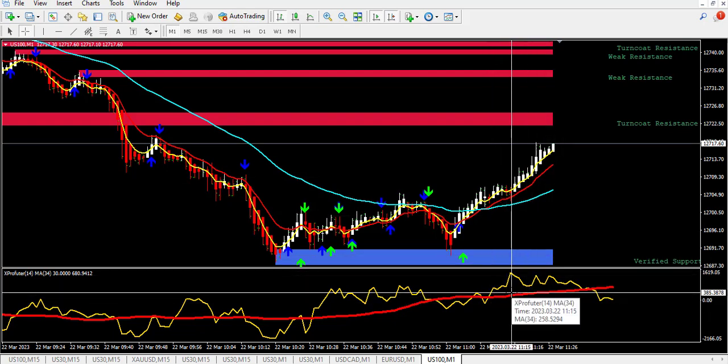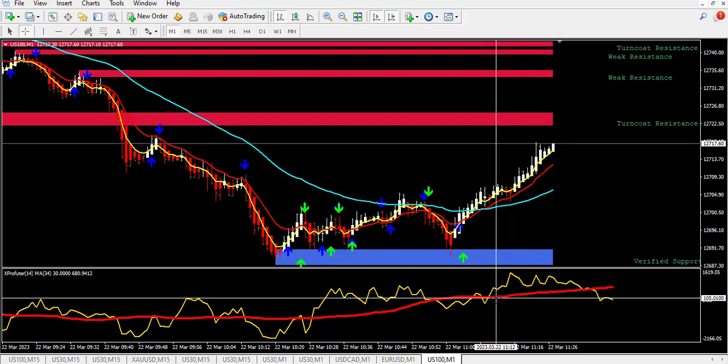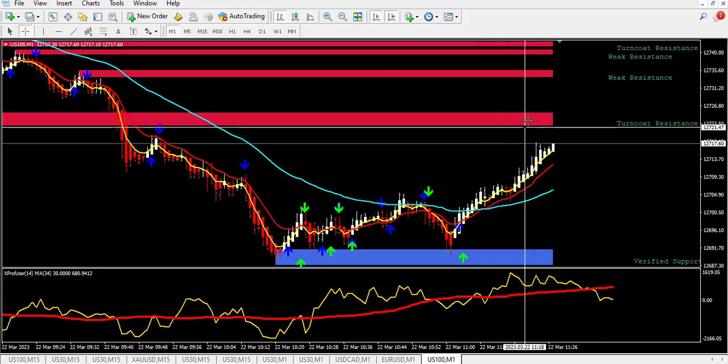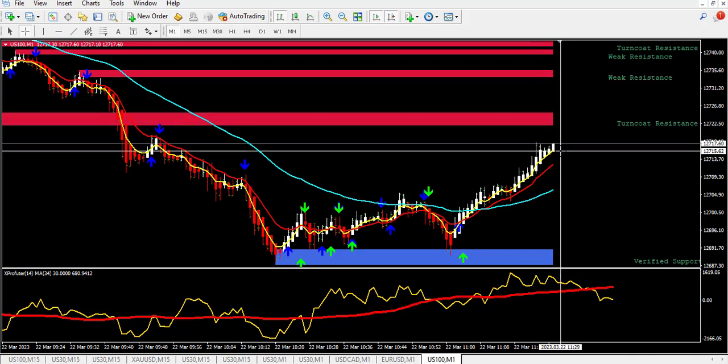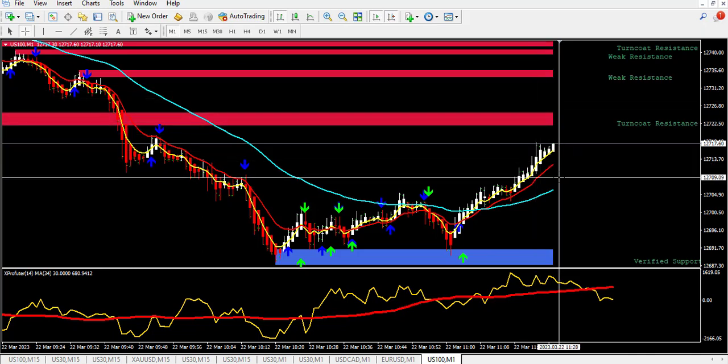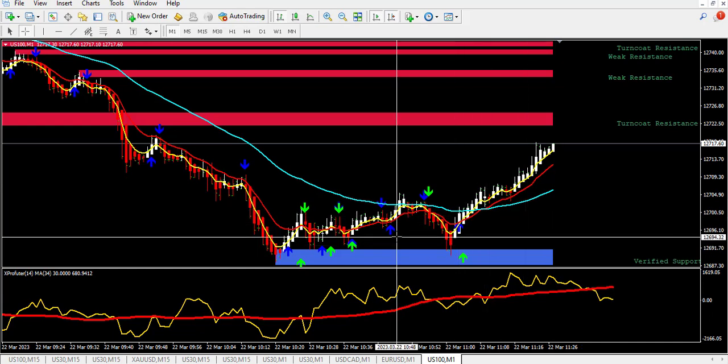It projects the future, trying to tell us what may likely happen, because this is a resistance zone and anything can happen at this point. Either it breaks it or starts coming back again. So this is how to use this, and this is on the US 100.